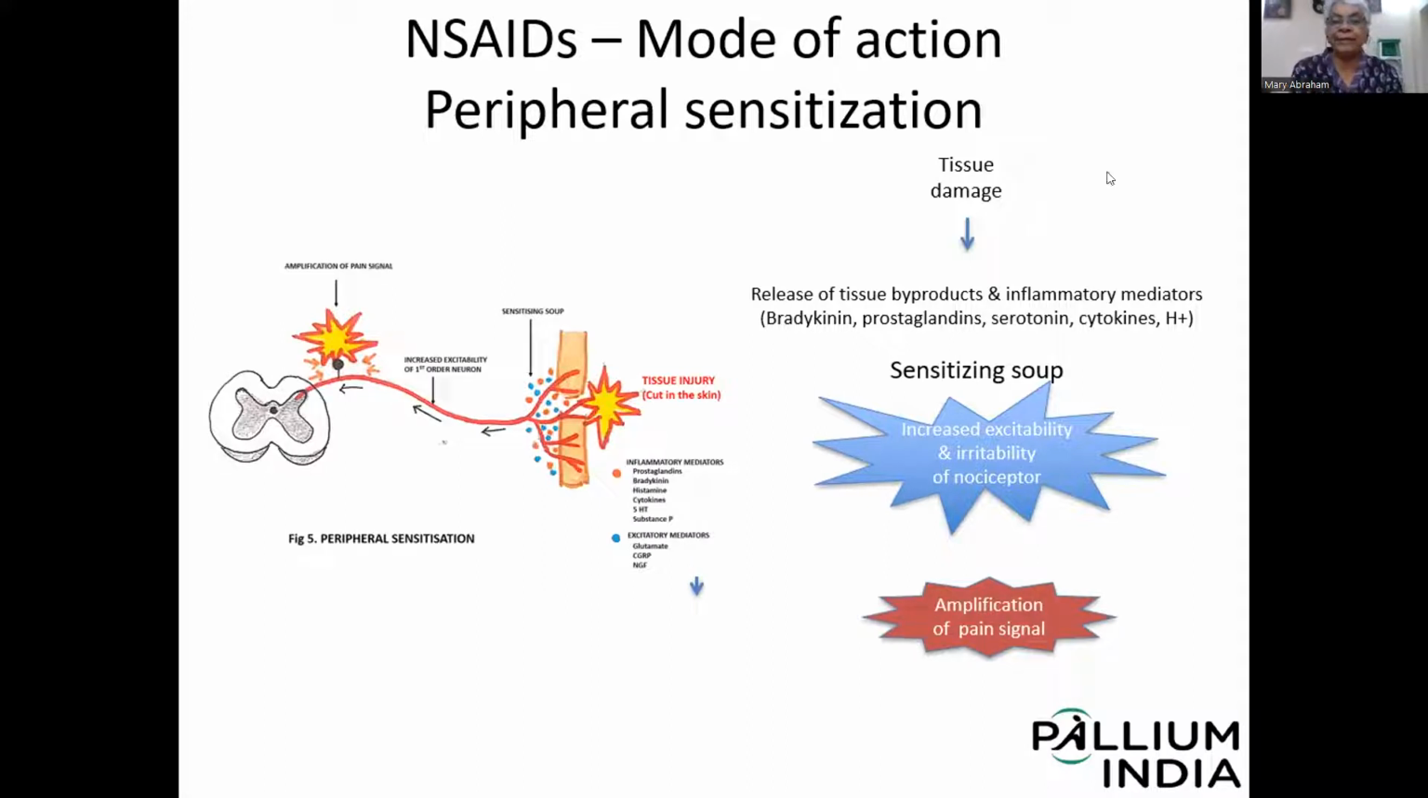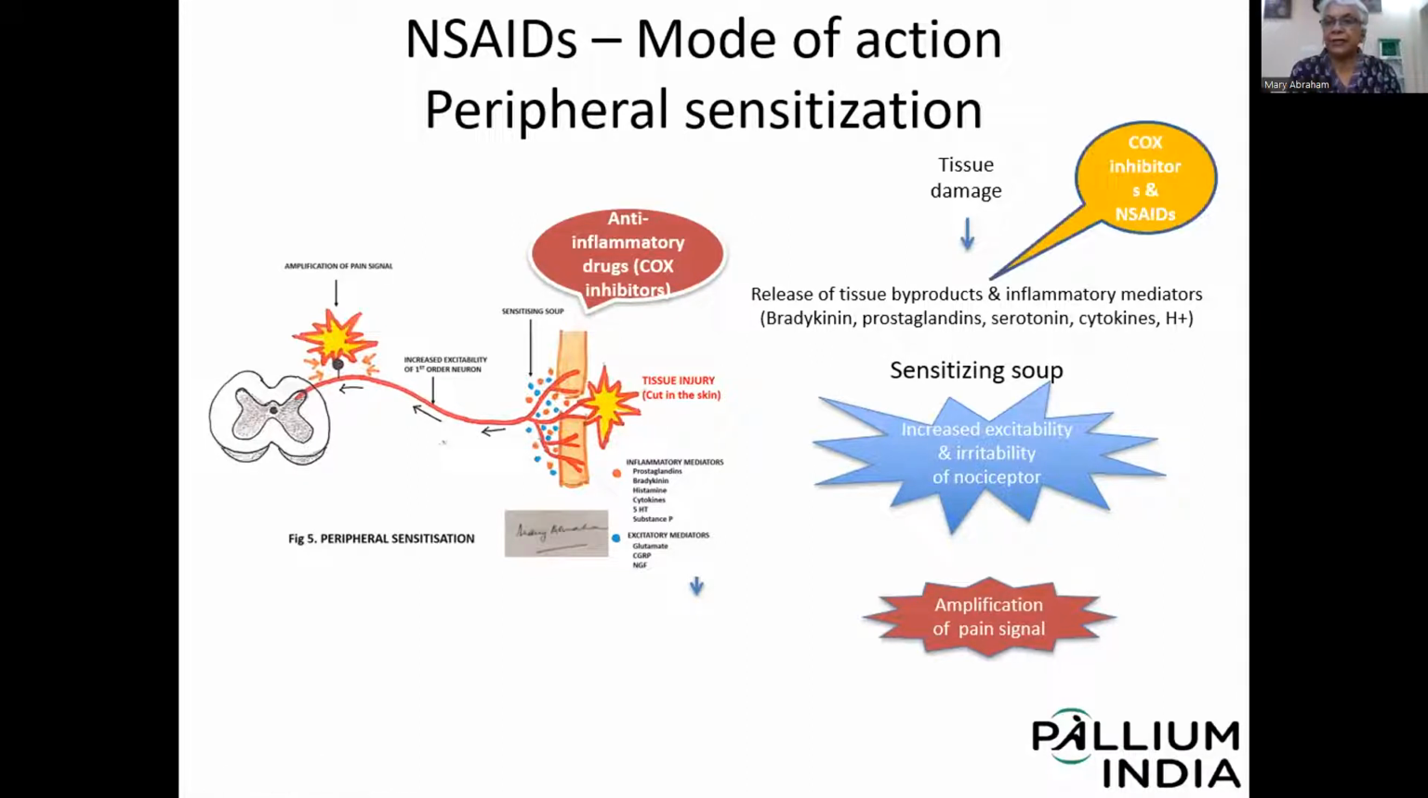So it is diagrammatically represented here, in which you see the tissue injury. You have the release of all these mediators, and then you have the nociceptor. Okay, this is a nociceptor, and this is a peripheral neuron, that is the first order neuron. And all these drugs are acting at this level. The anti-inflammatory drugs, NSAIDs, are acting at this level by preventing peripheral sensitization.